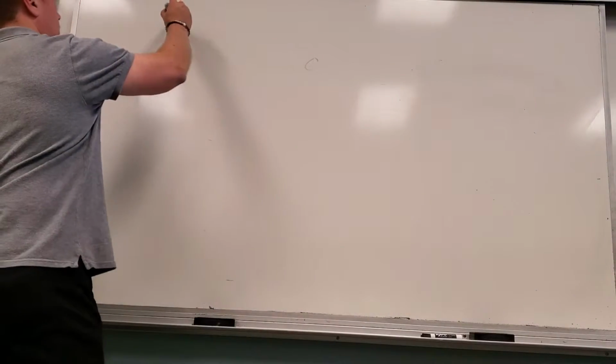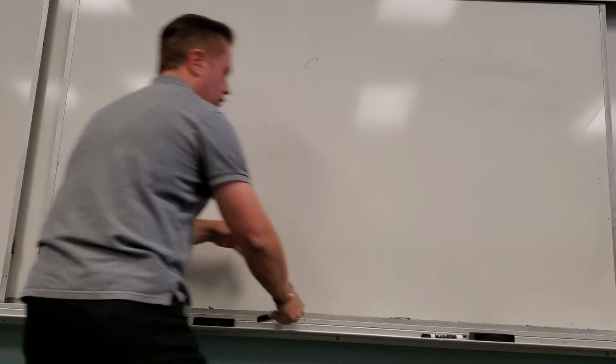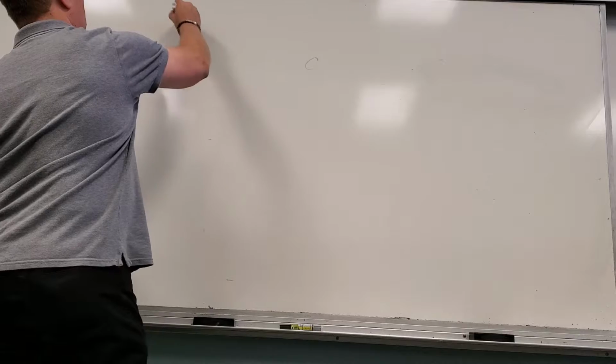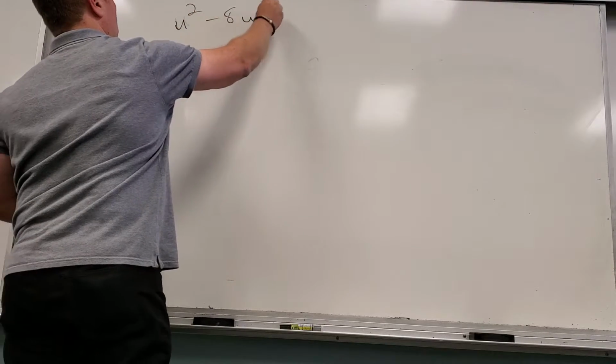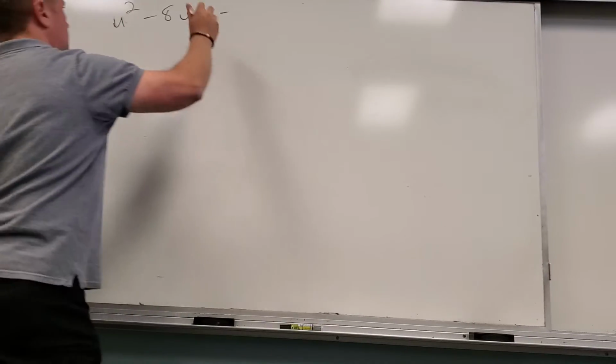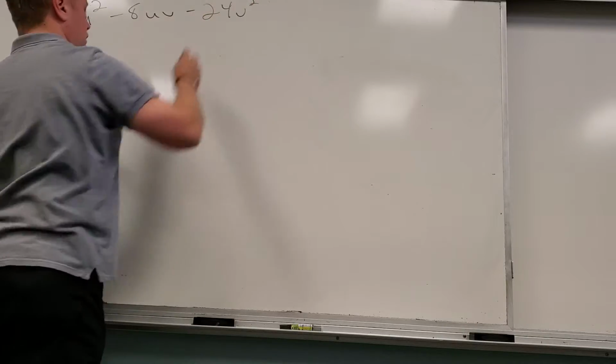It's u² minus 8uv minus 24v². Oh yeah, good. So we can do that one now. Let's see if everything's working. Minus what now? 24v². 24v squared. Okay.